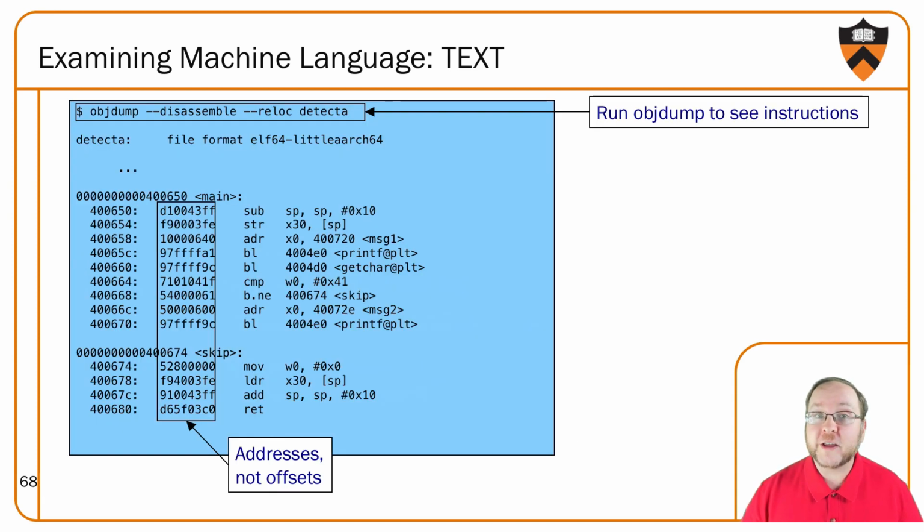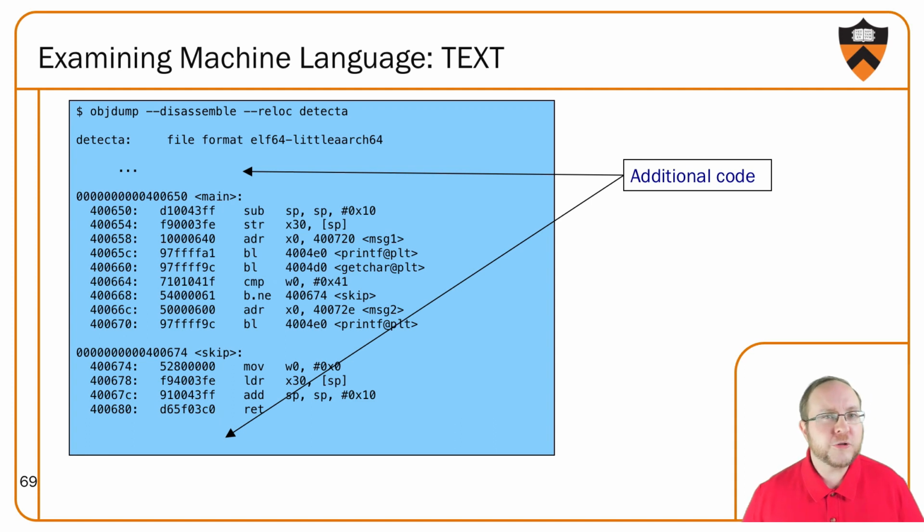Similarly, we can also use it to look at the text section in the final executable, and when we do, we again see actual addresses. In our assembly code, skip was 9 instructions beyond main. At 4 bytes per instruction, that's 36 bytes, or hex 24. We saw that when they were both offsets, main was offset 0 and skip was offset hex 24. Now we have full addresses for main and a full address for skip, but their relative positioning is preserved. The address for skip is still hex 24 higher. 400674 versus 400650.